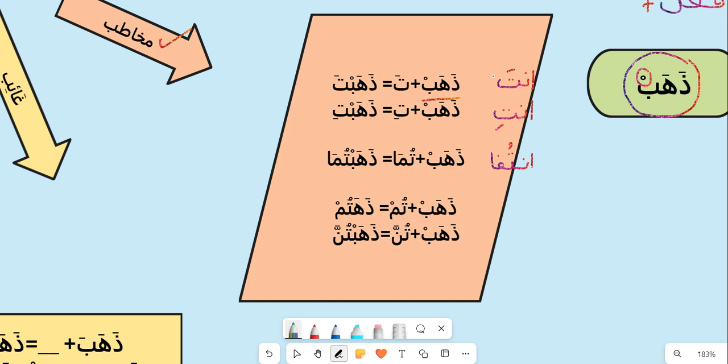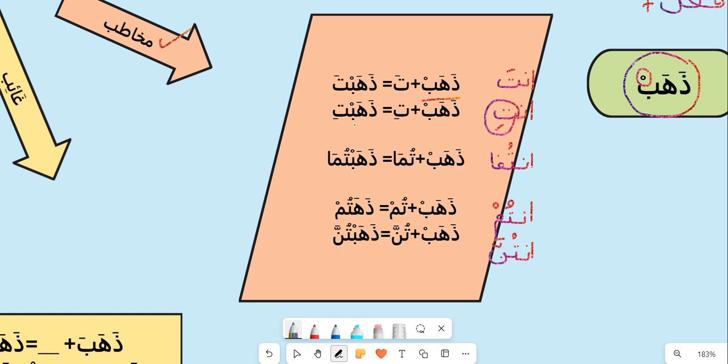Ta with fatha has been taken from the separate pronoun, and this is the main damir here: ta with fatha, ta with kasra, and we have antum and antunna. From anta, we are borrowing the ta with fatha. So the basic structure, as I told you, will take dhahab plus ta fatha and give us dhahabta. Similarly, we'll have dhahabti. We are borrowing the ta with kasra from the separate pronoun and adding it to the verb.